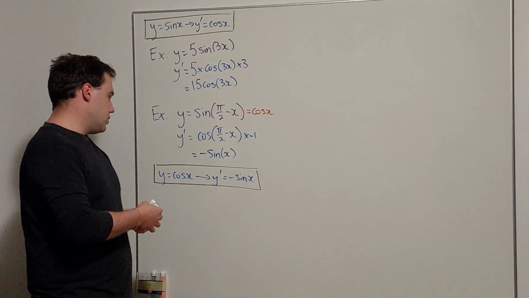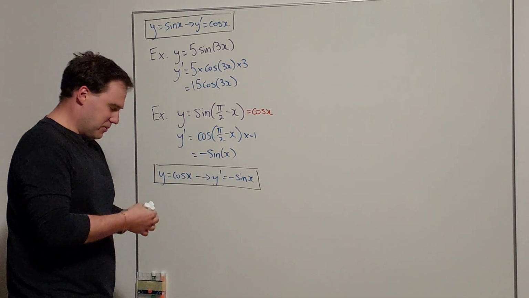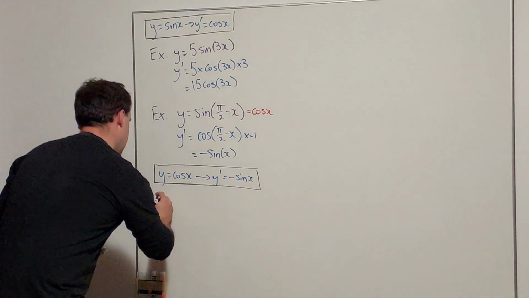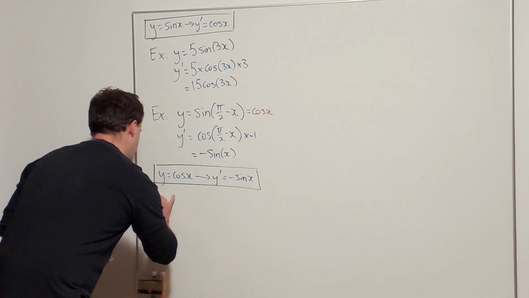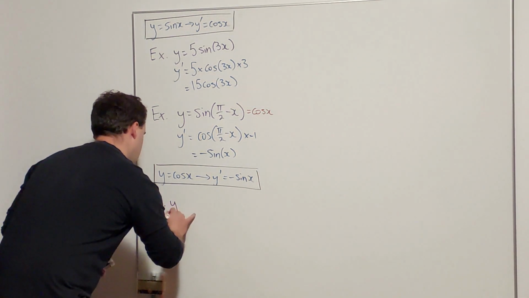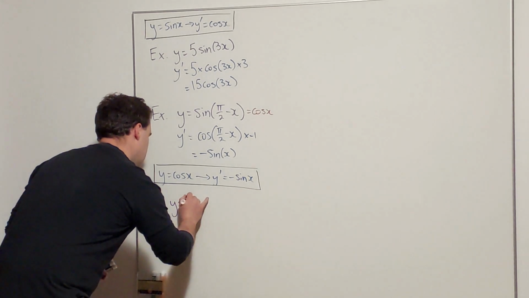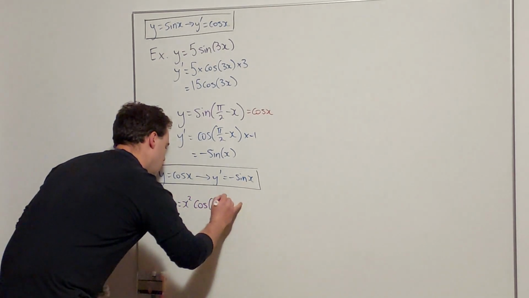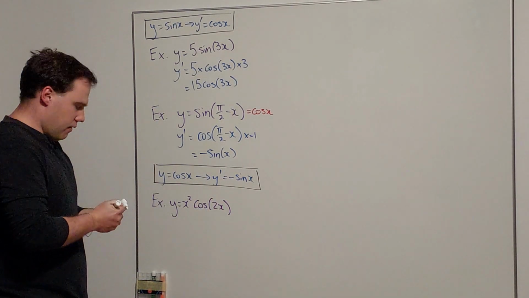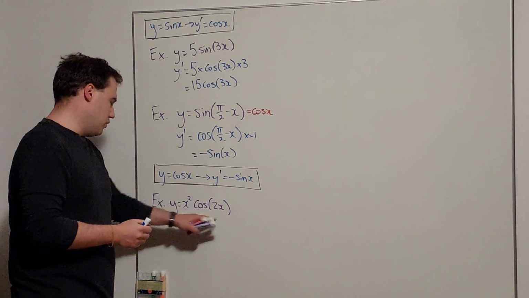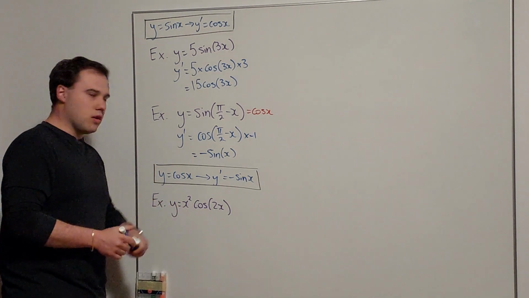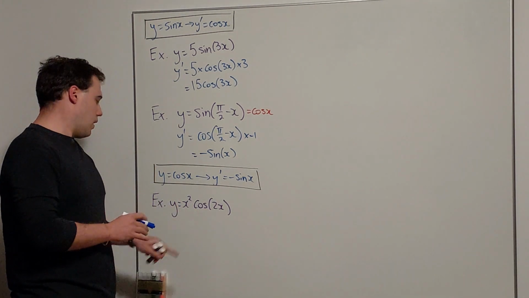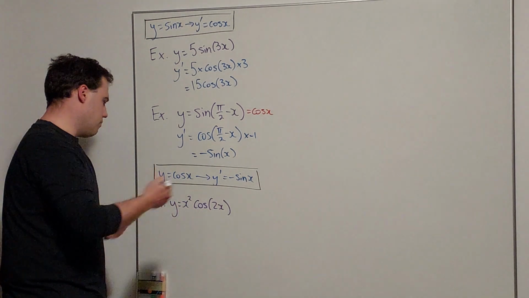Okay, so let's try an example using this new rule now. Alright, so here we have a product of two functions, x squared and cos of something with an x in it. So here we should use the product rule.